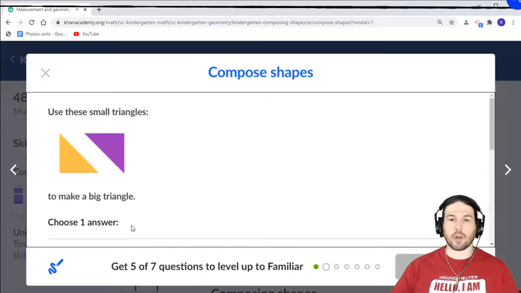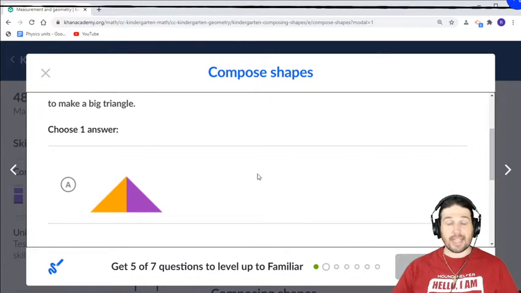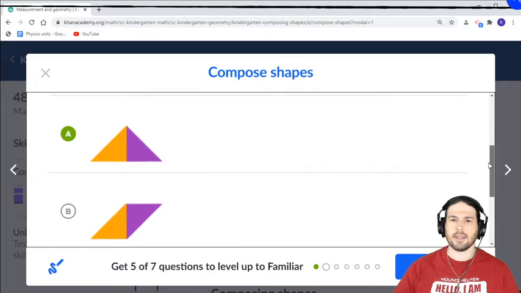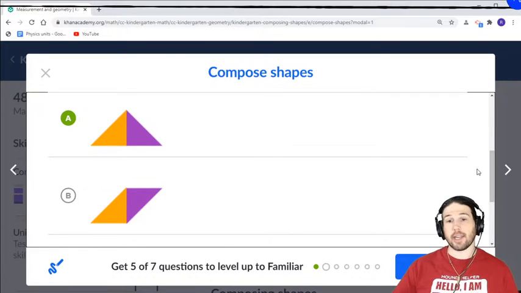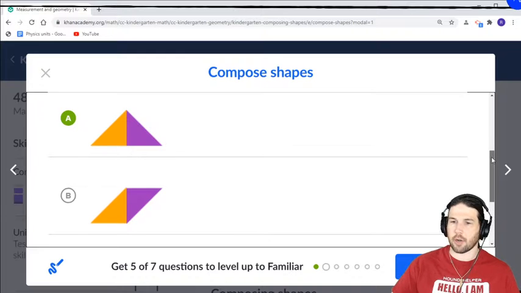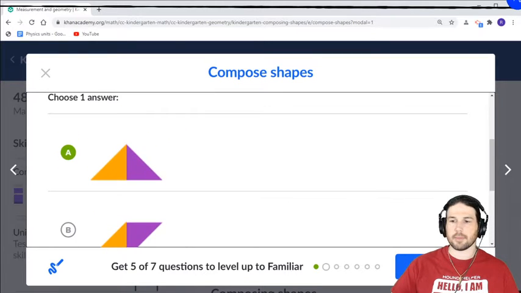Use these small triangles to make a big triangle. So it looks to me like I could make a square out of those triangles. That's a big triangle. That's probably the right one, but let's take a look at the others just in case. That is not a triangle. We don't know what that is yet. It's called a parallelogram, and we'll discuss it later on. And as I said, you can make a square out of those two triangles.